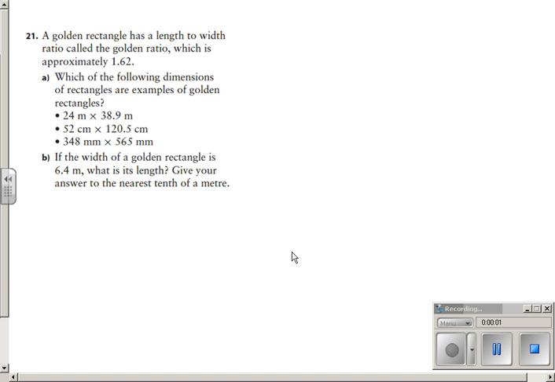Okay, final question in section 2.1. It says a golden rectangle has a length to width ratio called the golden ratio, which is approximately 1.62. Well, what does that mean? Let's look at our rectangles here.